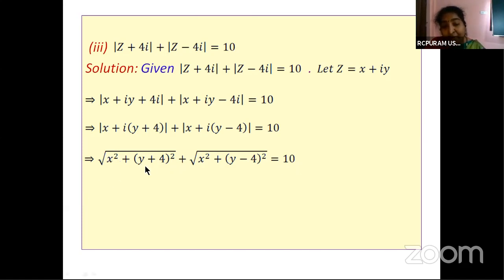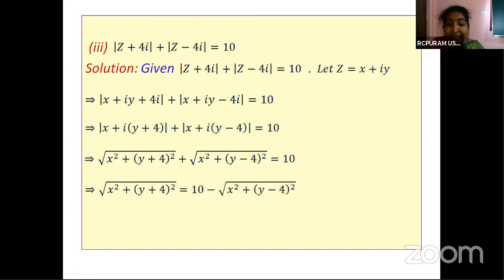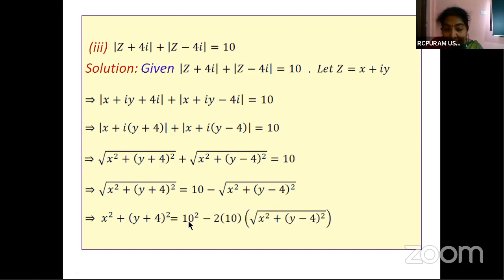If I take squaring on both sides, then it looks like a plus b whole square, and again you will get a root term. So we will make our problem easy by sending one of the terms on our left hand side to the other. So you will have root of x square plus y plus 4 whole square is equal to 10 minus root of x square plus y minus 4 whole square. Now we will take squaring on both sides. When I do so, this root gets cancelled. Then we will have x square plus y plus 4 whole square is equal to, this becomes a minus b whole square.